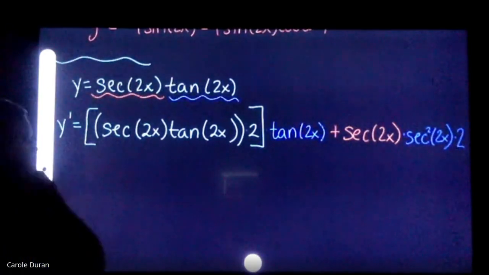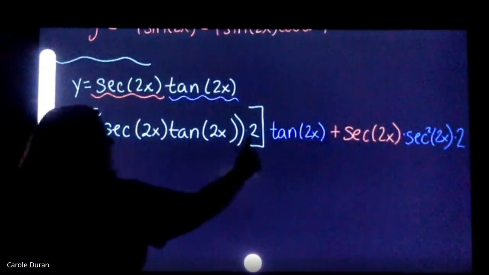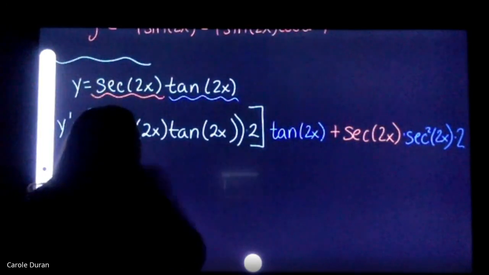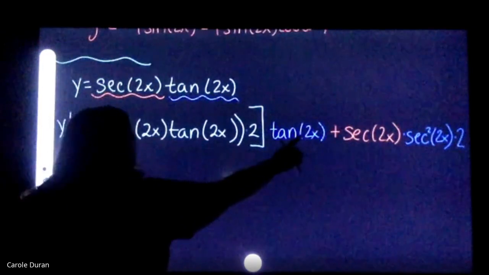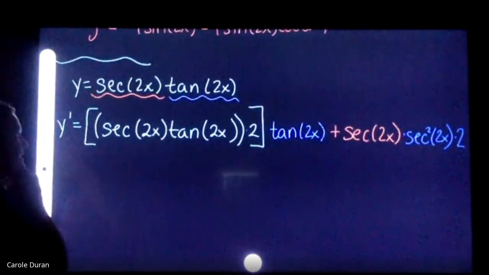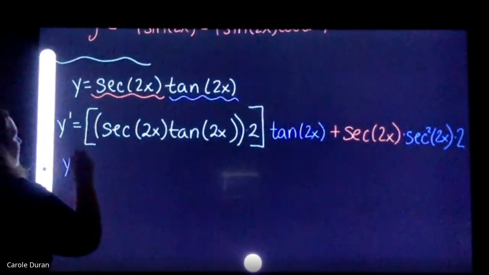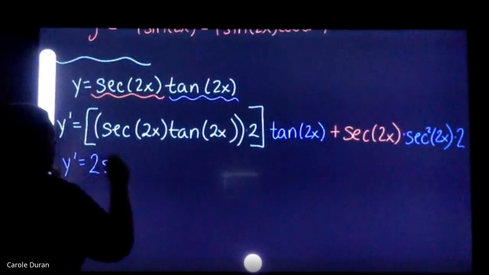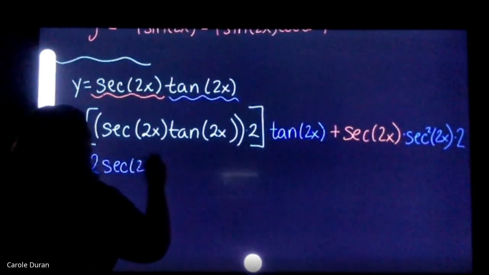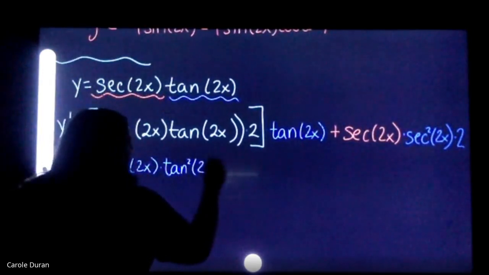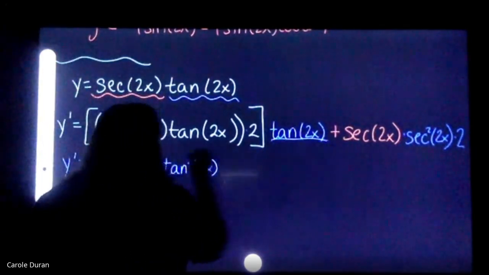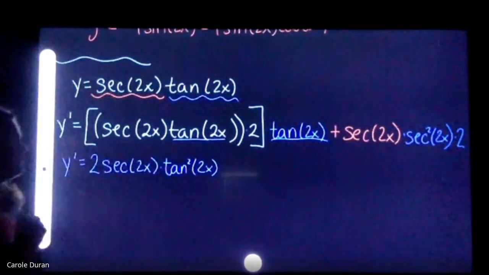So what I'm going to do is take the 2 and the tangent. Actually, I'll just do the tangent first. I'm going to take the 2 and put it out front, and I'm going to take the tangent and multiply it into this. So when I do, I get y equals 2 times secant of 2x times tangent squared of 2x, because I have a tangent 2x times a tangent 2x.